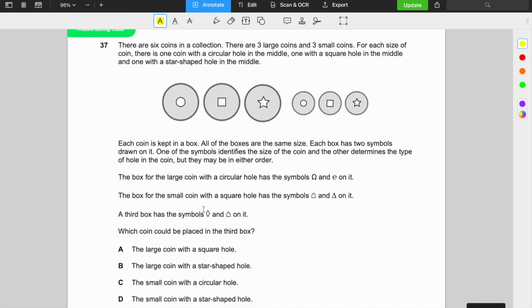Alright, question 37. 6 coins in our collection. There are 3 large coins, 3 small coins. For each size of coin, there's 1 coin with a circular hole in the middle, 1 with a square hole in the middle, and 1 with a star-shaped hole in the middle.